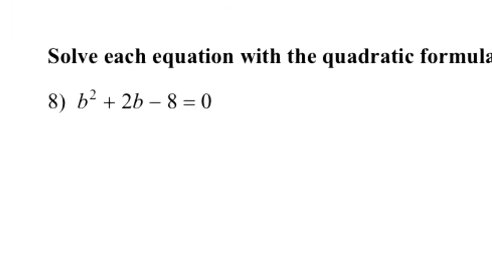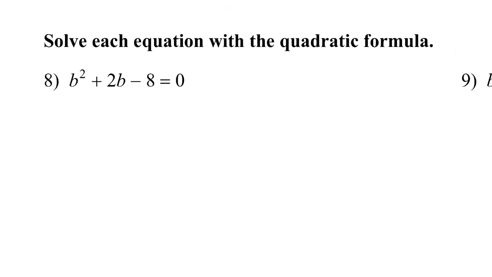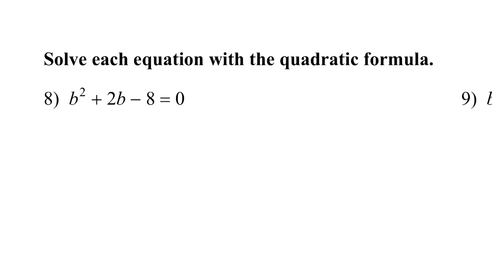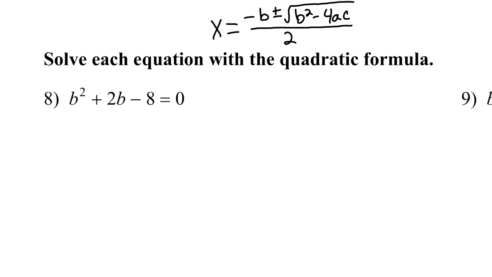Alright. Solve each equation with the quadratic formula. Oh, the quadratic formula, what fun! So the quadratic formula is x equals negative b plus or minus the square root of b squared minus 4ac. All of that is under the square root, and all of this that I've written so far is in the numerator of a fraction, and it's all over 2a.